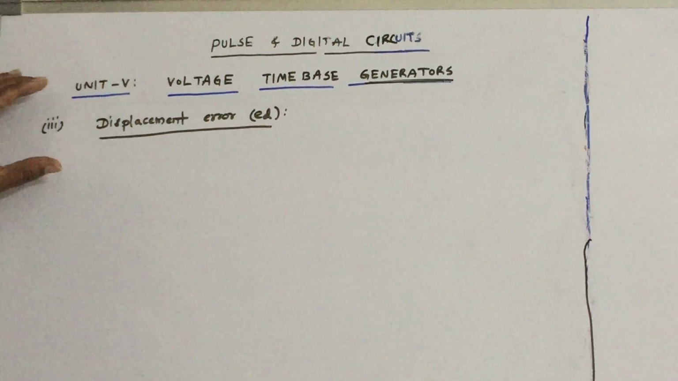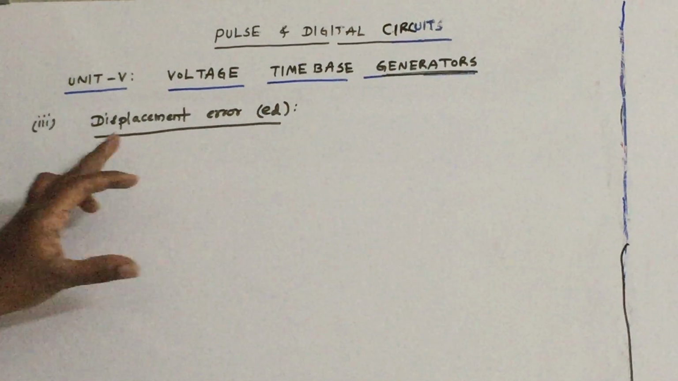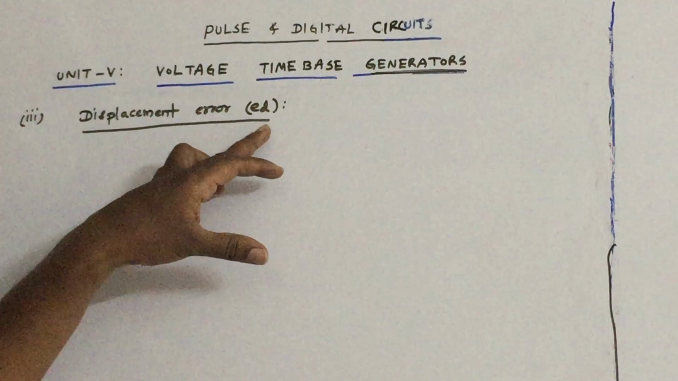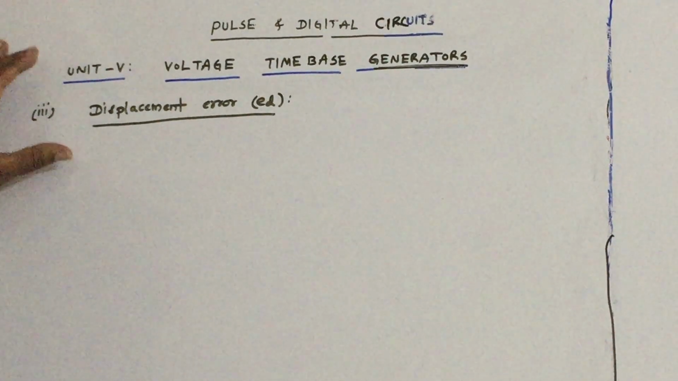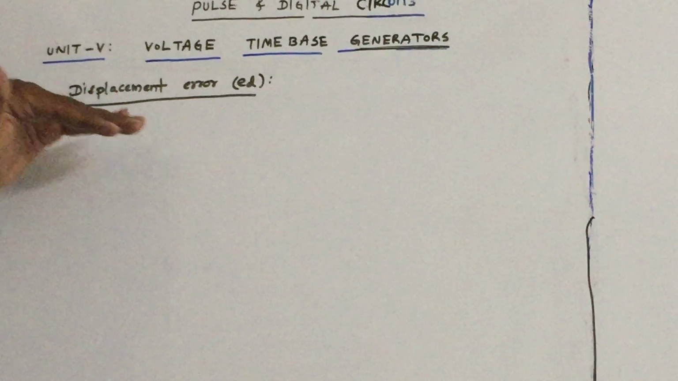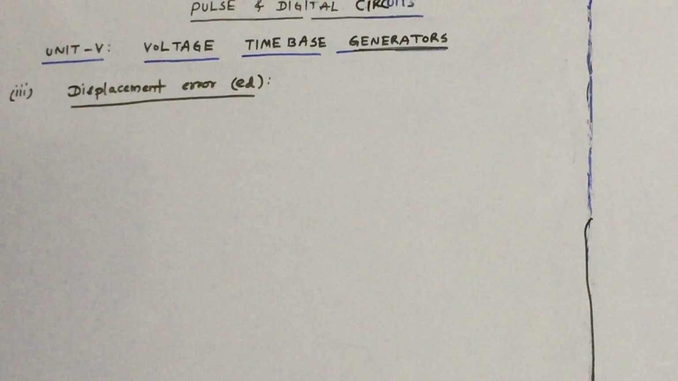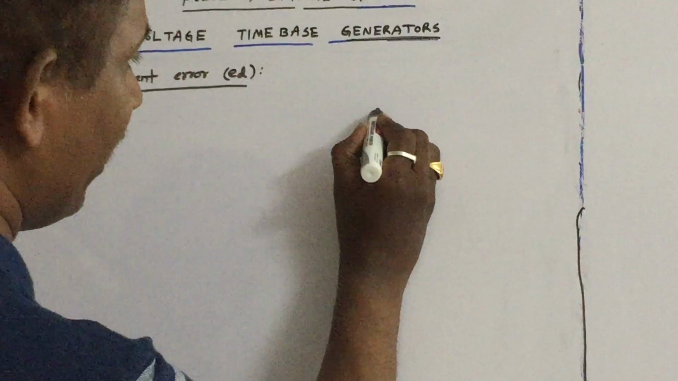So let us discuss another error that is called the displacement error, which is represented with ED. This is another error which represents the deviation from linearity. Let us see how to derive this displacement error. Very important in the examination.